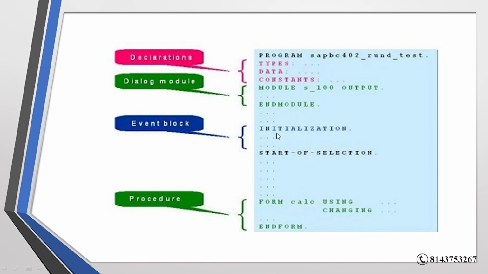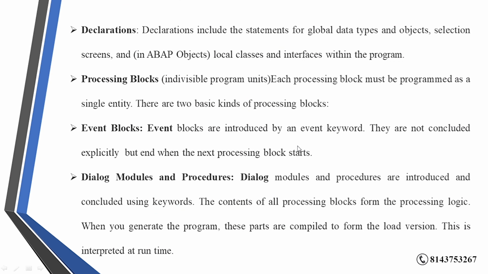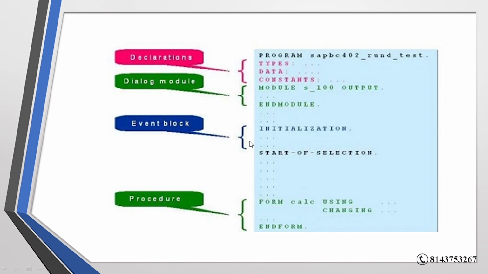Okay, so next we will use events: initialization, start of selection, end of selection. Those are all event blocks. This is the procedure where we will do logical operations or logical statements. Okay, so this is how SAP programming, ABAP programming will look. No issues, you will understand it easily step by step. Don't worry about the code that is here.